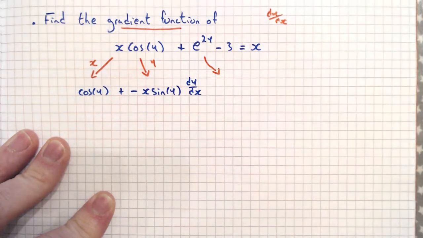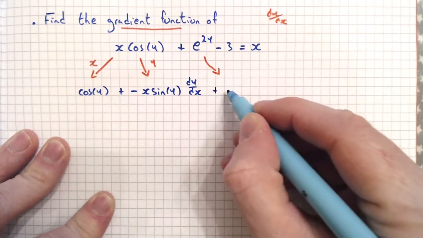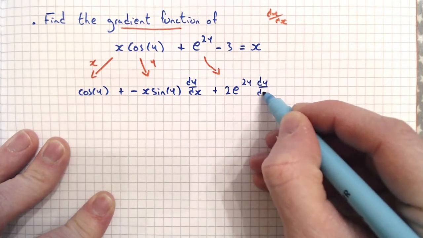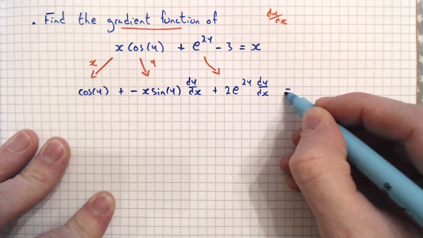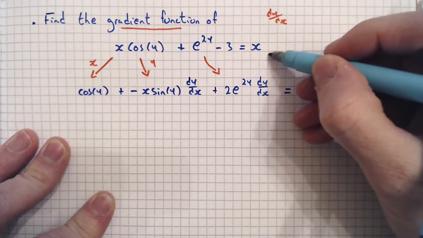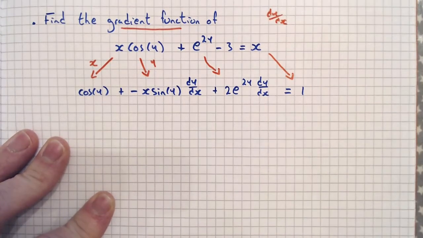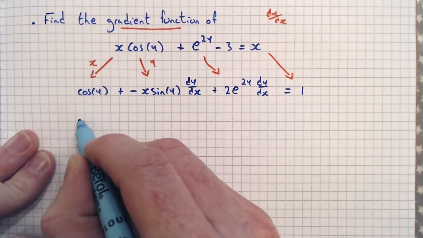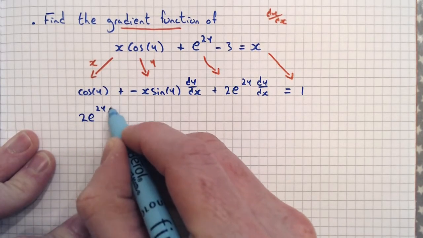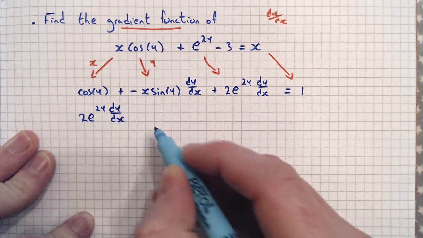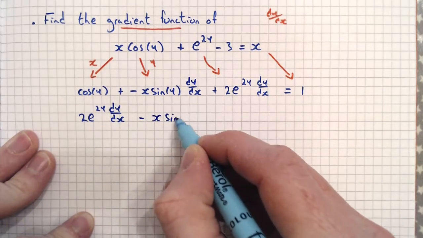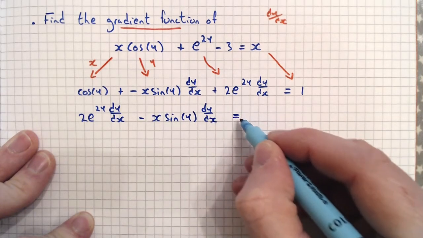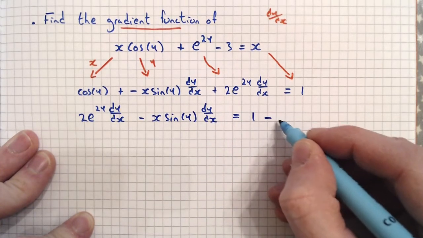E to the 2y only has a y term, so we differentiate it thinking about y, multiplied by the coefficient in the power, so 2e to the 2y dy dx. Differentiate 3 disappears, and if you differentiate x, you should get 1. Now, exactly as we've done with the previous two examples, rearrange the equation so that dy dx is your subject. I'm going to collect all my dy dx terms on the left-hand side exactly as before, collect everything else on the right-hand side. So it's basically just taking away cos y. So I've got 1 minus cos y on my right side.